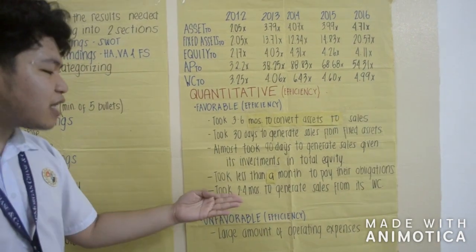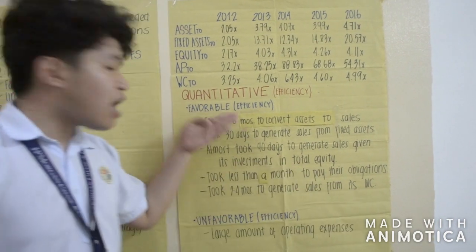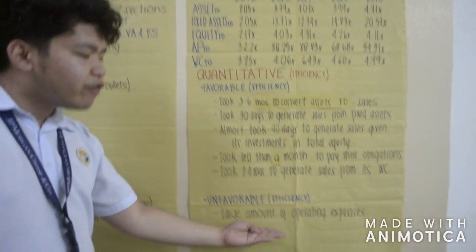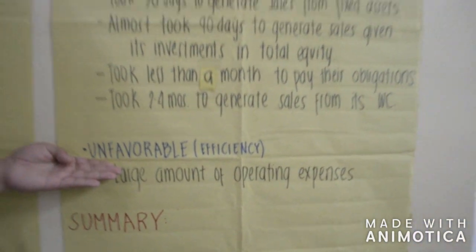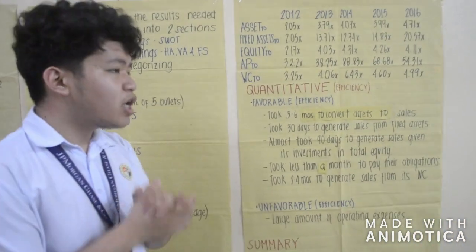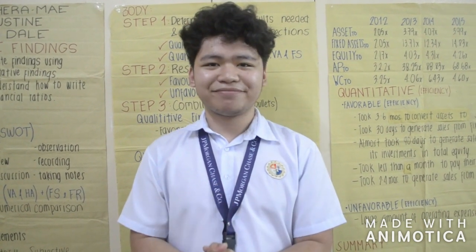Lastly, it took 2 to 4 months to generate sales from its working capital, which is favorable, but there is a large amount of operating expenses, which is highly unfavorable for the company. All being equal, even though the operating expenses increase, there is no need for additional funding for the company because the equity, or the capital, is supporting the revenue growth of the company.